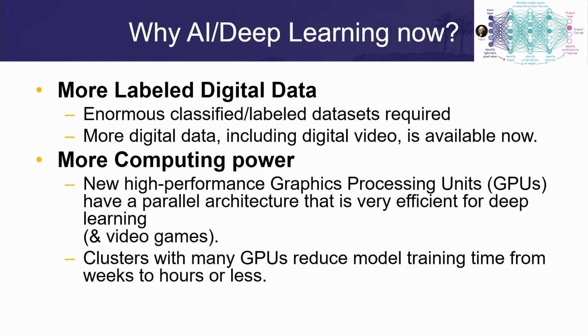We also have a lot more computing power, for which we largely have to thank our young video game playing friends. Because this is mainly due to new high-performance graphics processing units, or GPUs, that have a parallel architecture that allow them to draw the monster and the warrior on the screen at the same time, but it's very efficient for deep learning, extracting multiple features at the same time. And clusters with many GPUs reduce model training time from weeks to hours or less.